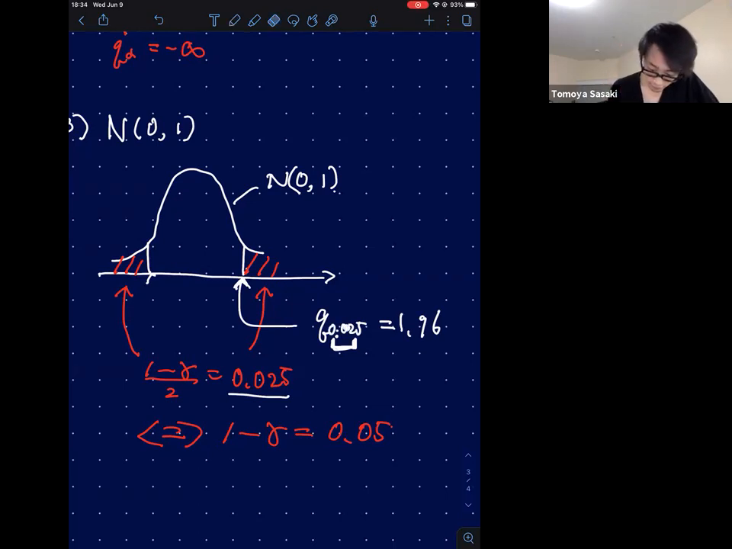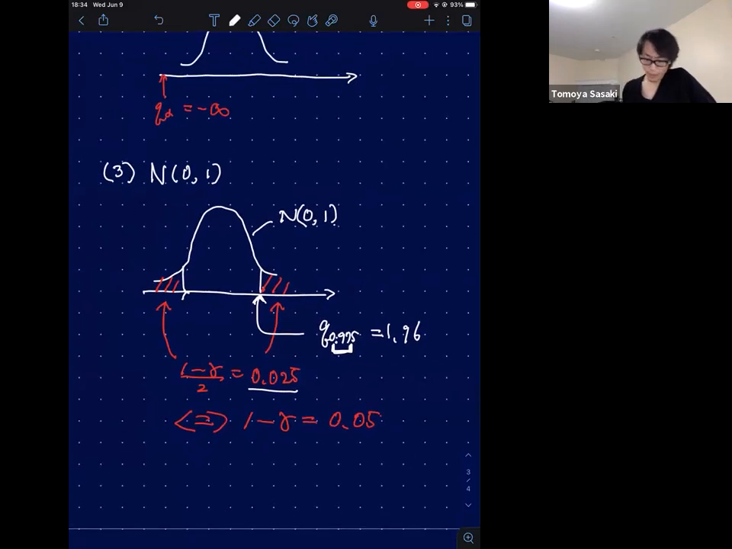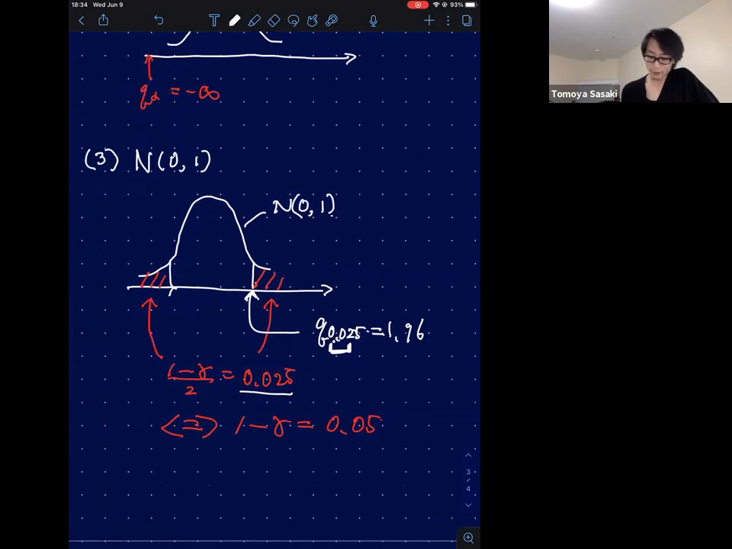Sorry, I always mess up, but yes, exactly. This is 2 of 0.975, and it's 1.96. Wait. No. Sorry, I messed up. It's correct, 0.025. Sorry, I also messed up, but yes, exactly.